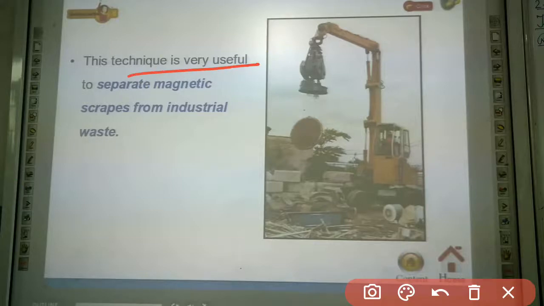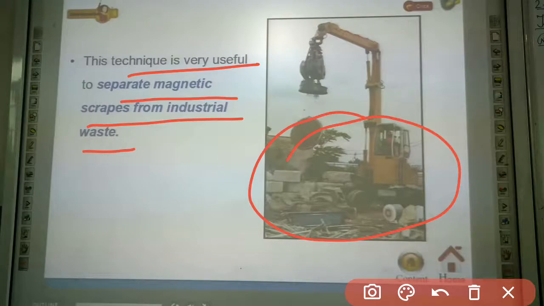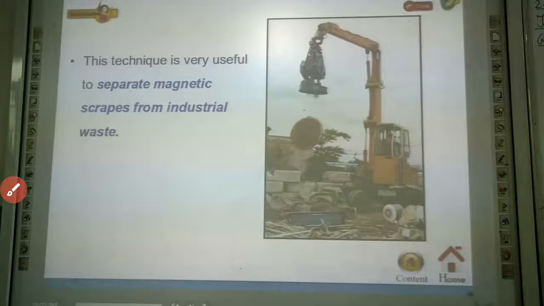This technique is very useful to separate magnetic scraps from industrial waste. You know that industries produce a lot of waste during the production of things. So there is a lot of magnetic waste also in that scrap. This type of vehicle is used to separate the magnetic scraps from the industrial waste. So we can use this technique in this useful way.